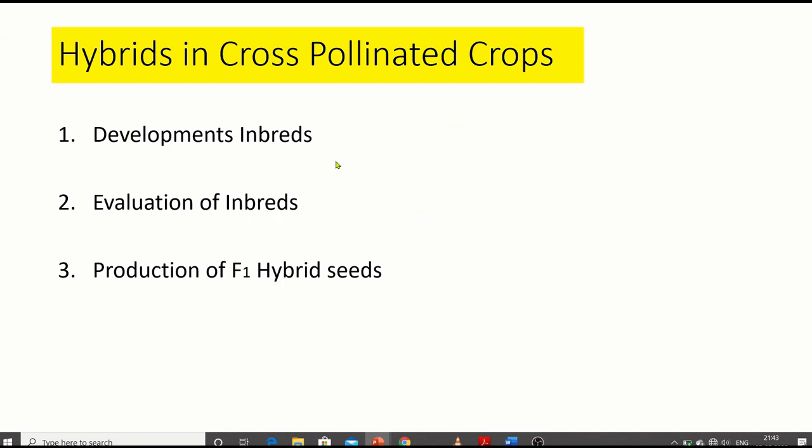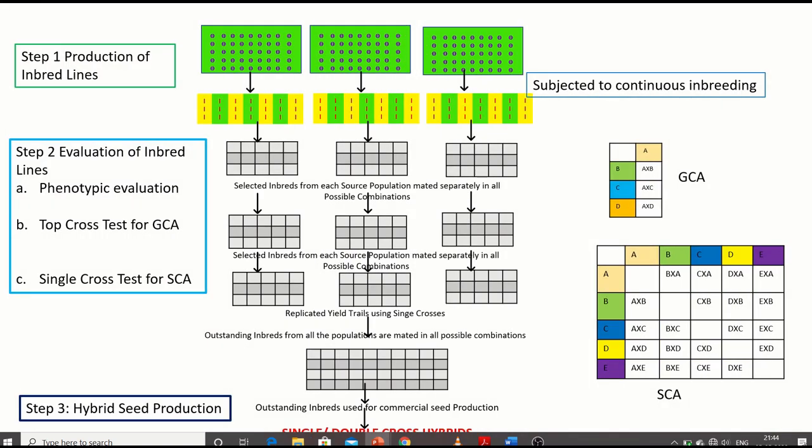Okay, and coming to the hybrid seed production in cross-pollinated crop plants, it involves three steps. First of all, choosing of the parent or development of the parent, which is called inbred line. Well, we have already discussed earlier what is inbred, and once the desirable inbreds are developed, we have to evaluate the inbreds. For what? For their superior performance and their combining ability. And what are the combining abilities that we have studied? General combining ability and specific combining ability. Okay, when these three things are fulfilled, we are going to use them in hybrid seed production program. Okay, let's say one by one.